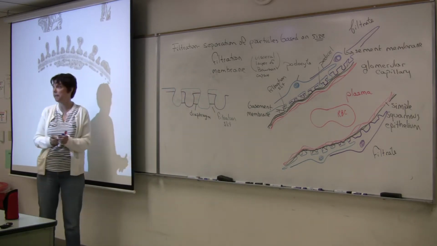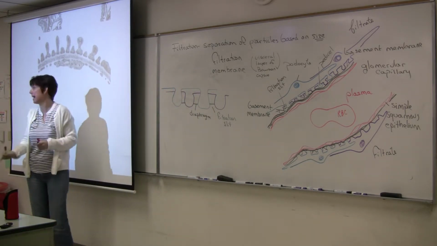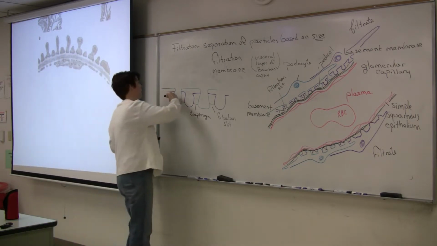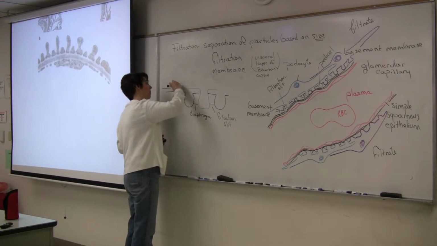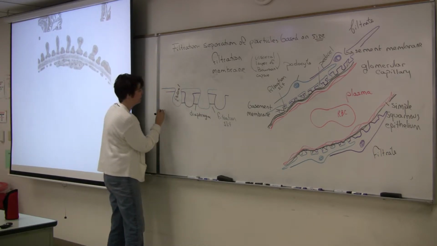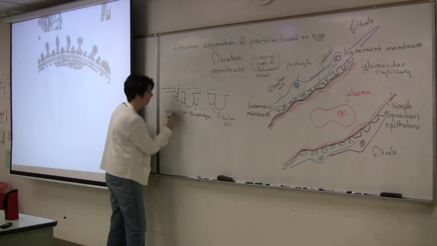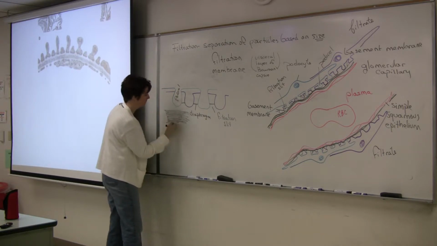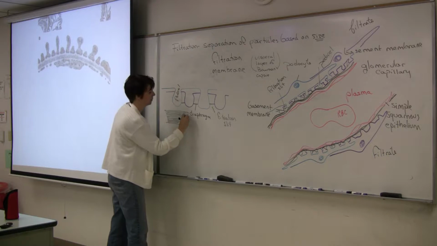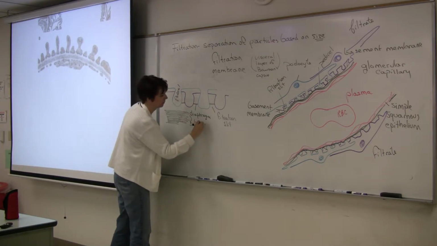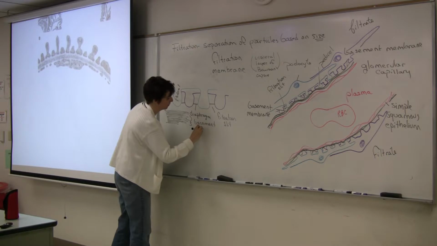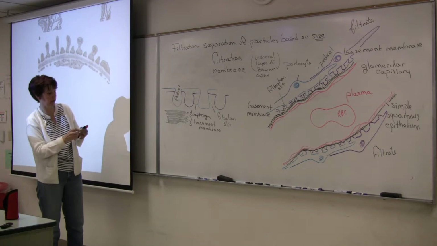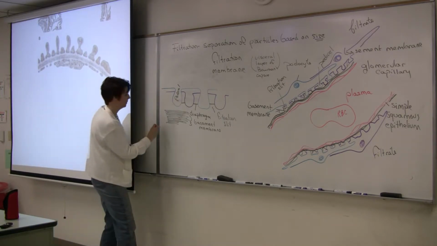So some particle that's going to pass through there has to be small enough to pass between the spaces of each of these pedicels. And then we have our basement membrane. Two layers. And then we have our simple squamous epithelial cell.